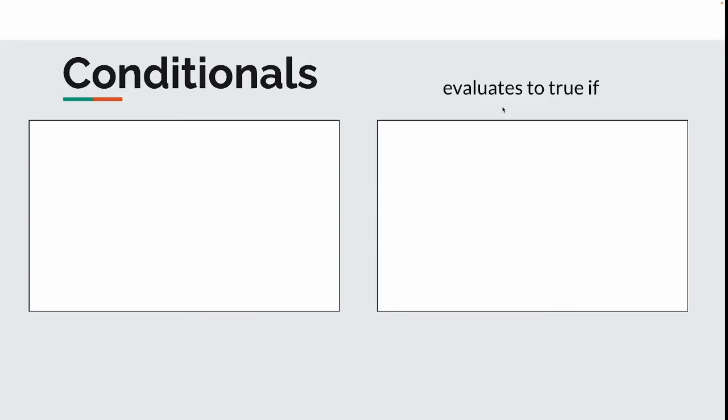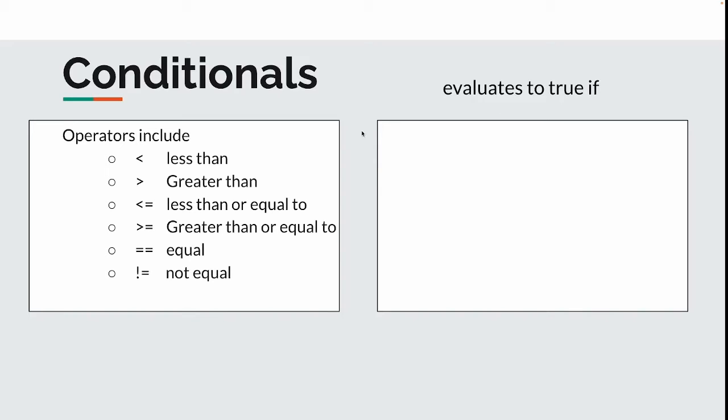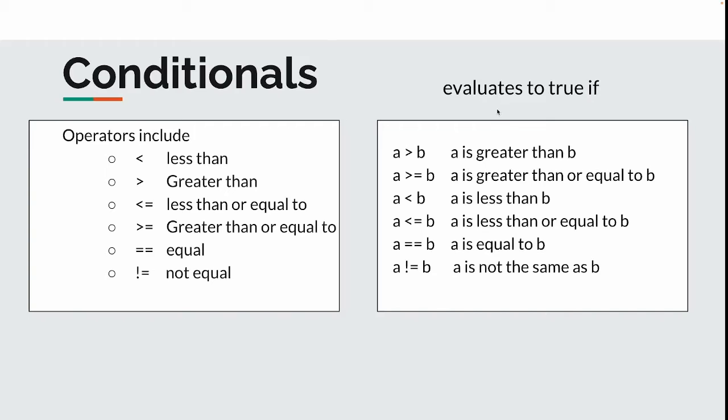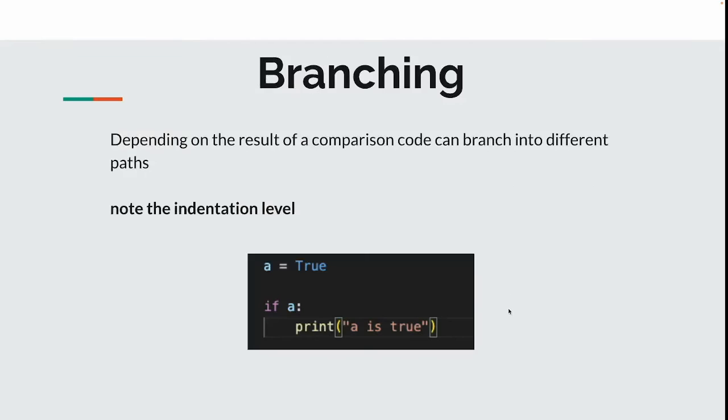Here's a fork. So here are the conditional operators. There is less than, greater than, less than or equal to, greater than or equal to, equal, and not equal. We can use these when comparing integers or strings. They evaluate to true if A is greater than B, A is greater than or equal to B, A is less than B, A is less than or equal to B, A and B are both equal, or A is not the same value as B.